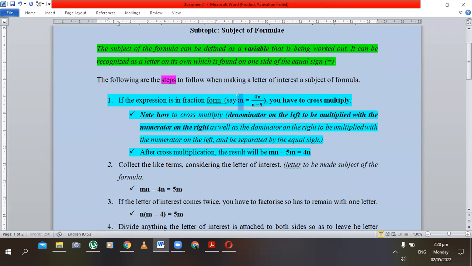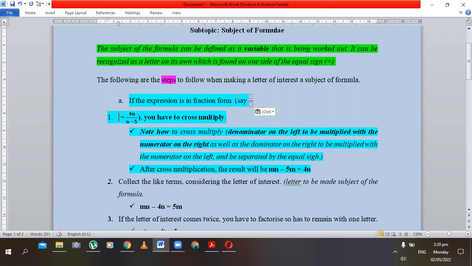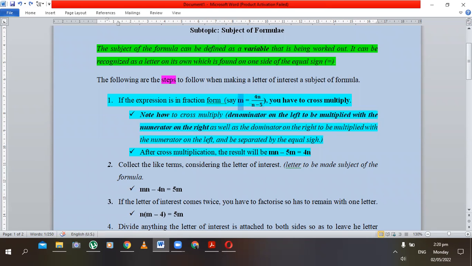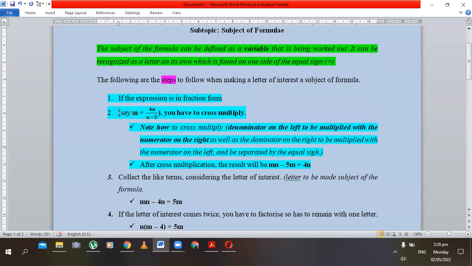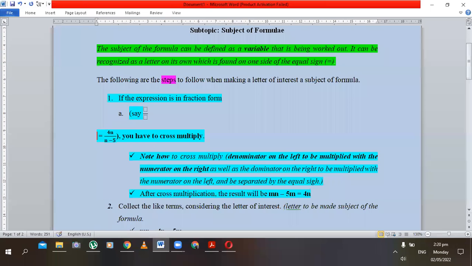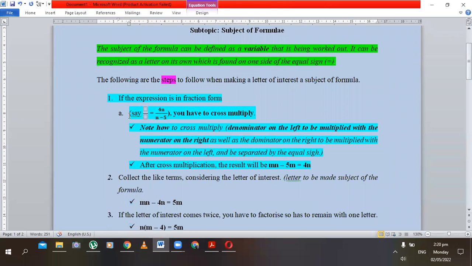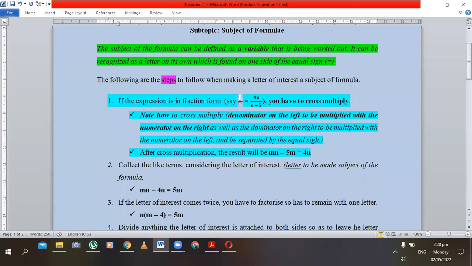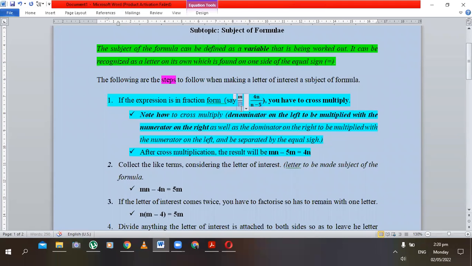Okay, let me see if I can do that so that you just understand what I mean. So here, let's say we got m over 1. What is our denominator on the left and what is the numerator on the right?